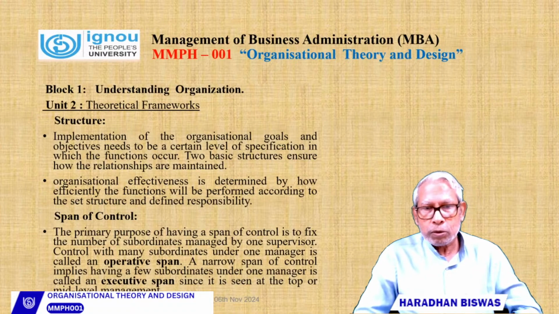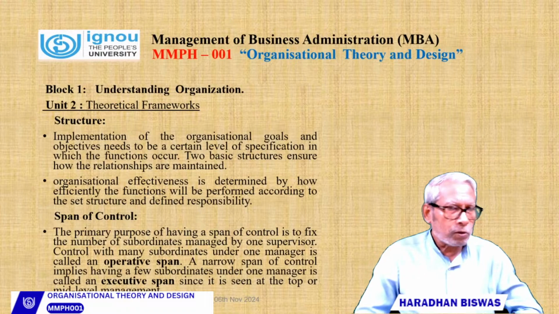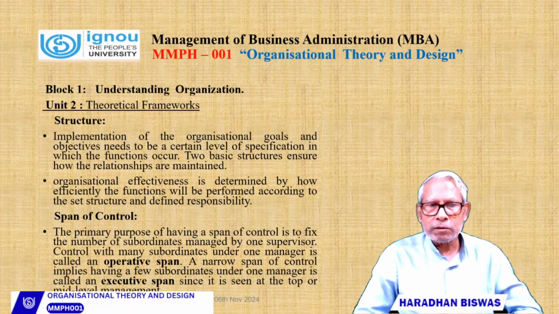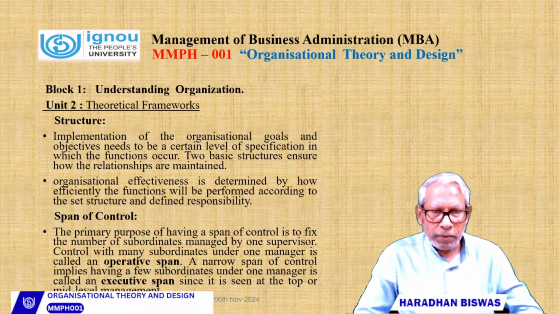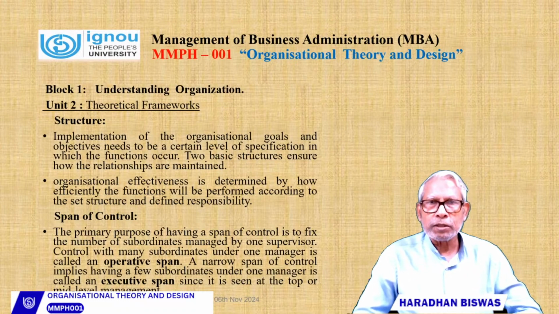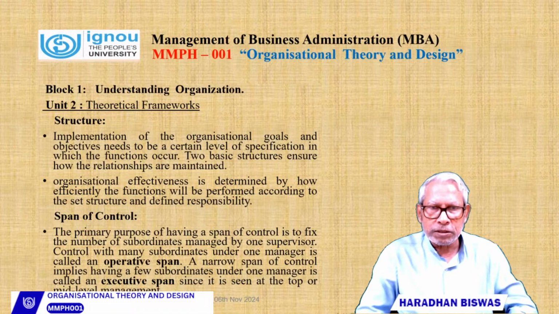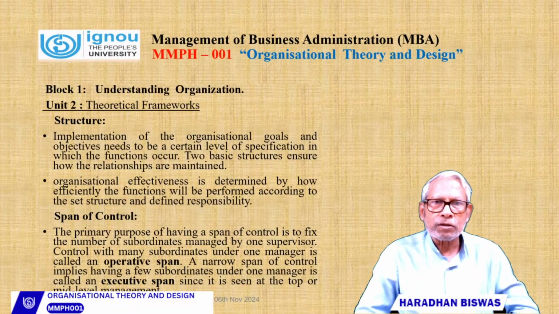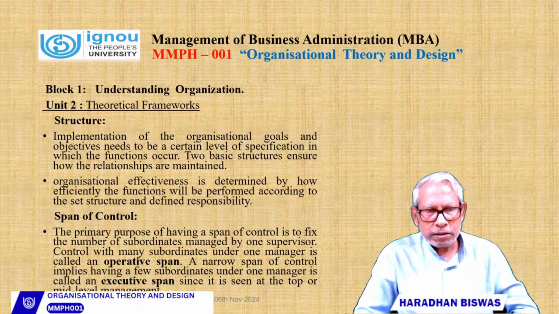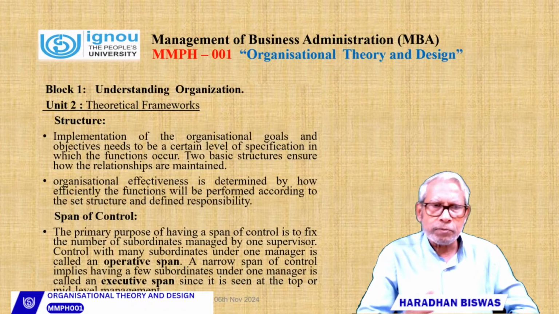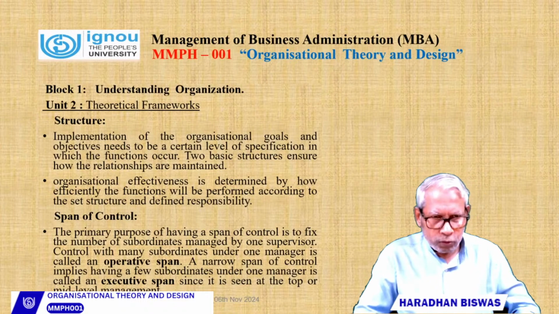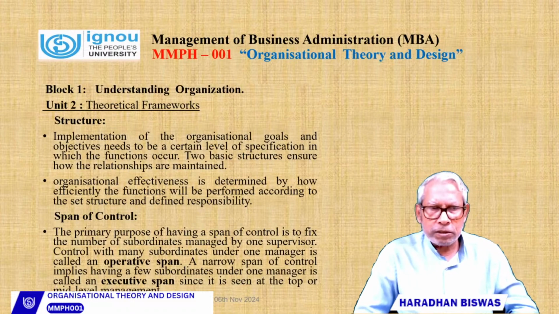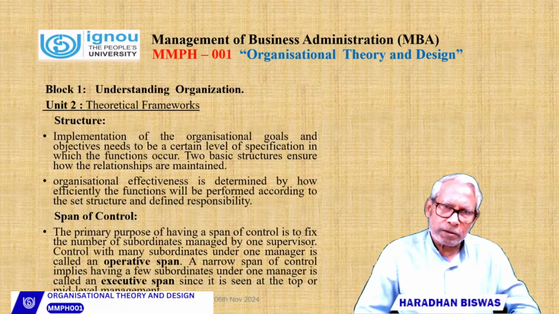So at the top level, we call it the executive span, and when it is the manager and subordinates, that case is the operative span, because they are in the operation systems, they are functioning at that level. So there we can say operative or field span. Those who are in production. So this is our operative span.